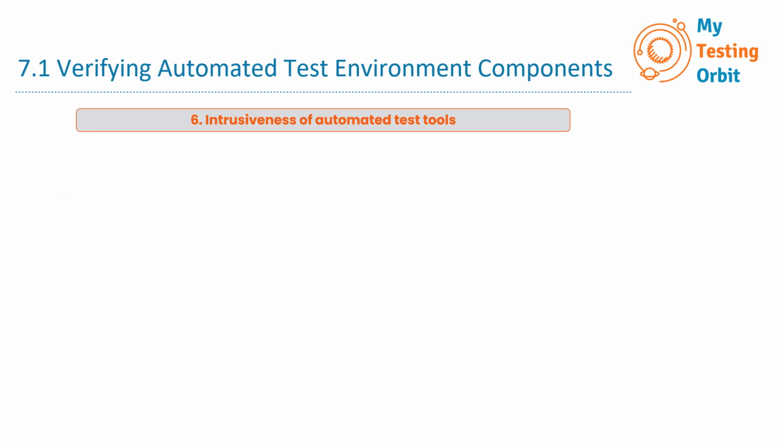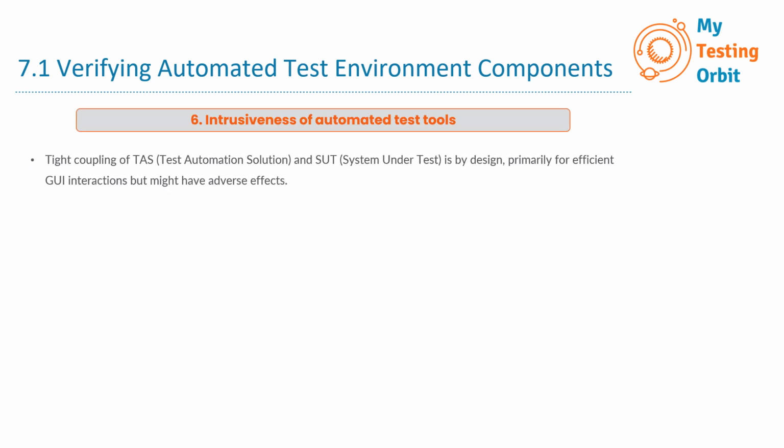Moving on to number 6, intrusiveness of automated test tools. When we talk about the tight coupling of test automation solution and system under test, it means that the test automation solution and the system under test are very closely connected or dependent on each other. This connection is initially established to help the test automation solution efficiently interact with the system's graphical user interface, or GUI. But this close connection can sometimes also lead to some issues.